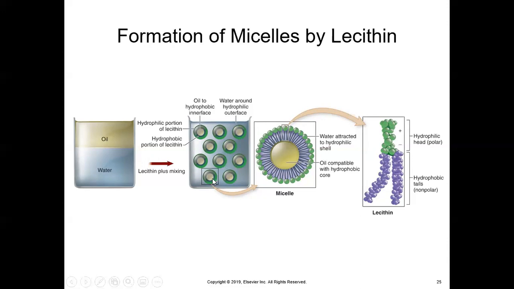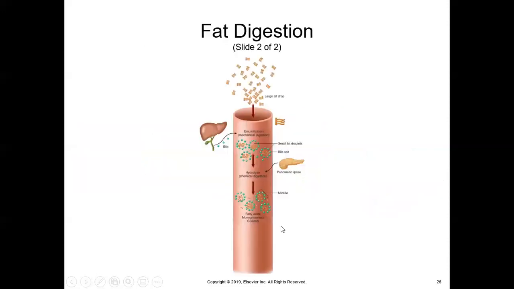This is how it looks. This is one of them here, blown up. This is the oil. This is the hydrophobic tail of the lecithin. These are the hydrophilic heads of the lecithin. And so it carries this oil and is able to let it distribute within this water. That's called a micelle. So this is what we call emulsifying the fat.